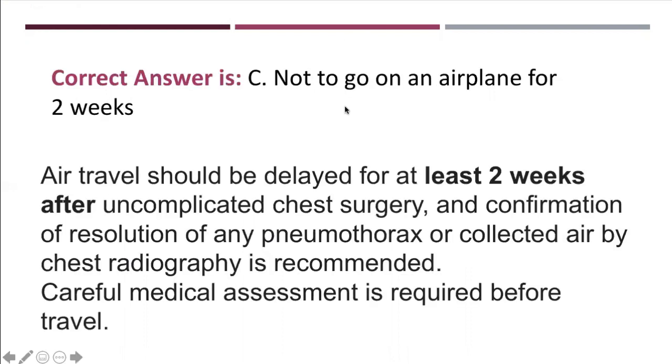So not to go on an airplane for 2 weeks. Air travel should be delayed at least 2 weeks after an uncomplicated pneumothorax, and confirmation of resolution of any pneumothorax or collected air by chest radiograph is recommended. Careful medical assessment is required before travel, just to prevent recurrence of the pneumothorax. If they fly within the 2 weeks, they can have recurrence of the pneumothorax.